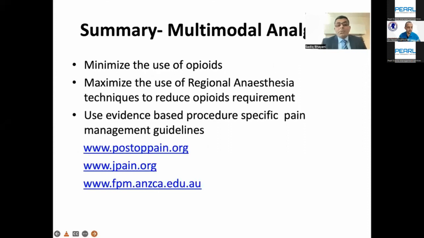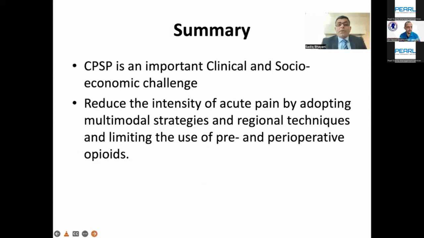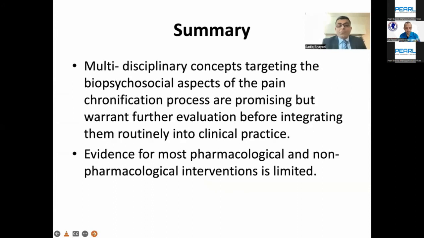These are the websites that you can look through: postoppain.org and the Faculty of Pain Medicine, Australia and New Zealand website. It's got very good resources. Minimize the use of opioids, which you can do by using regional techniques if you're competent in them, and use procedure-specific evidence-based guidelines. Chronic post-surgical pain is an important clinical and socioeconomic challenge. Reducing the intensity of acute pain by adopting multimodal strategies and regional techniques can reduce the pre- and perioperative opioid use, which in turn will reduce the chronicity of pain.